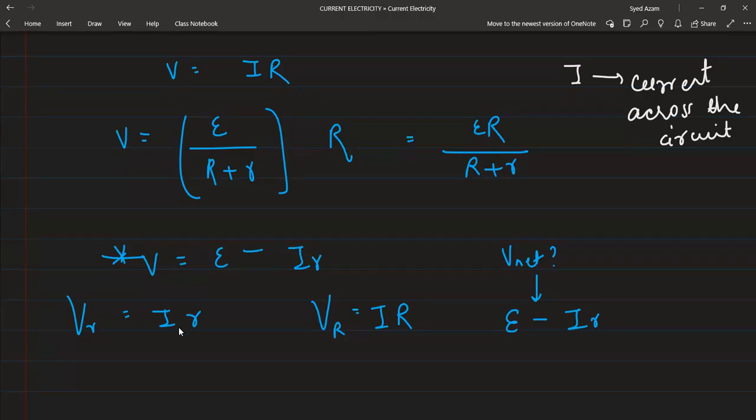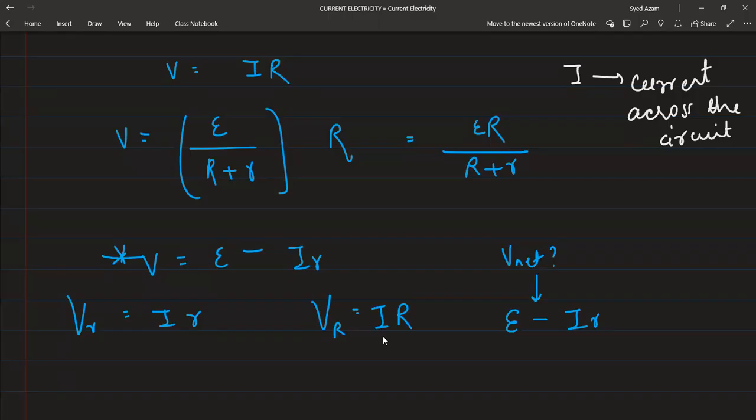This you should know. Now, if I ask you the net potential difference, one potential was across the cell, which I have written like this. The other potential across the cell, which we have calculated, is I into small r. That's why this is the formula, E minus Ir. But apart from this, these two formulas can also be used when you are just asked to write the potential of the internal resistor. So use this formula if you know the current and the internal resistance.